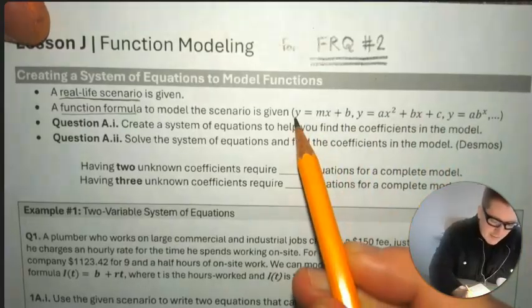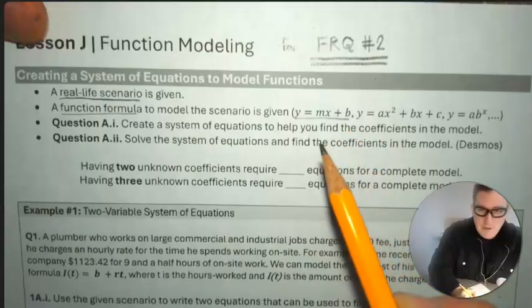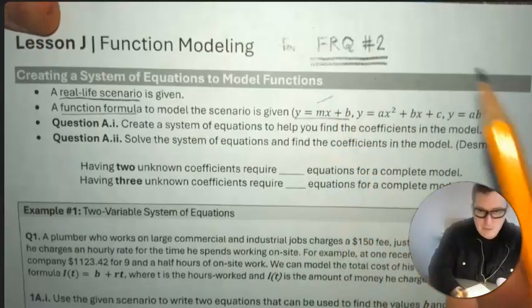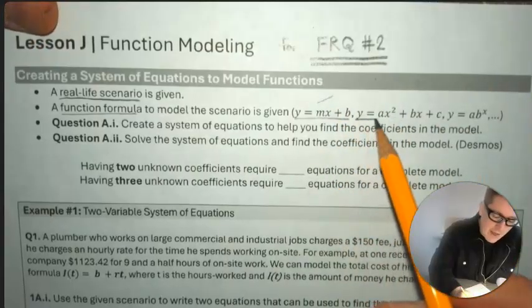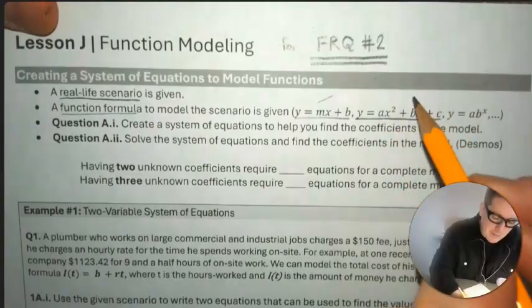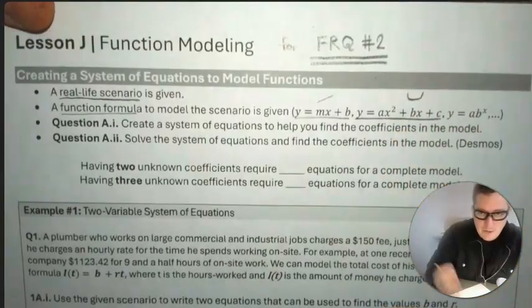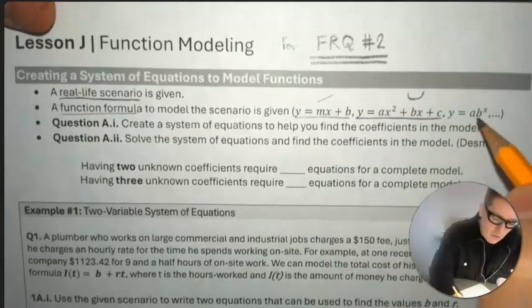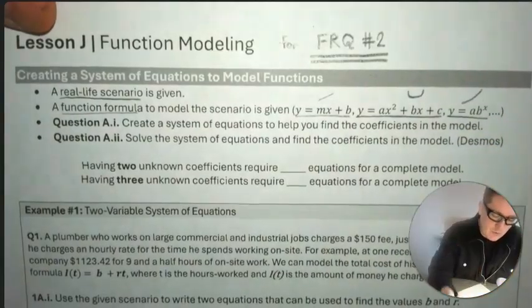For instance, if they give you y equals mx plus b, they're saying that a line best represents it. If they tell you that it's y equals ax squared plus bx plus c, that's a polynomial, right? They're telling you that that's the function that best represents it. Or they might tell you that it's exponential, okay?